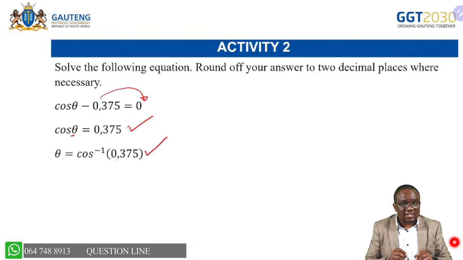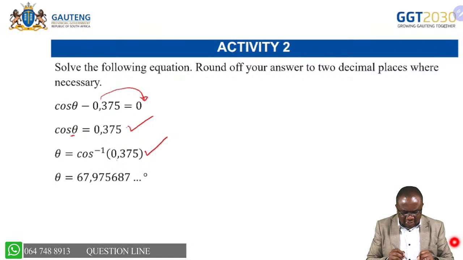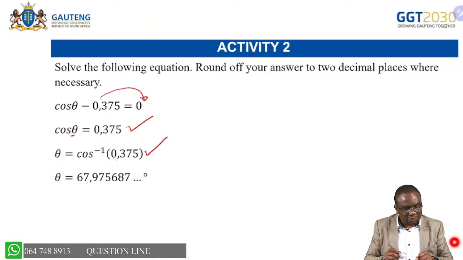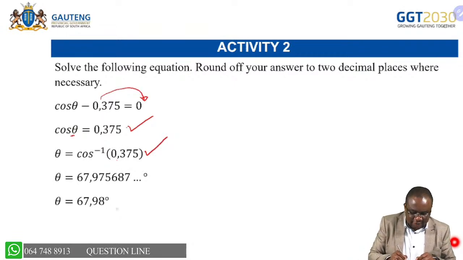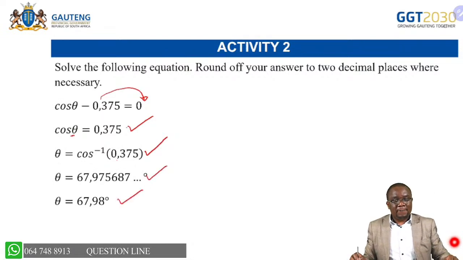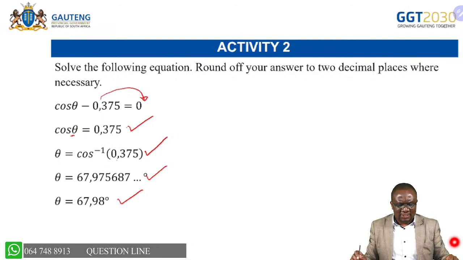What do you get? Theta is equal to 67.97568.7, going on like that. And then we're supposed to round off to 2 decimal places, so it is 67.98. Right. How many people got 4 out of 4? Well done, grade 10s, well done.